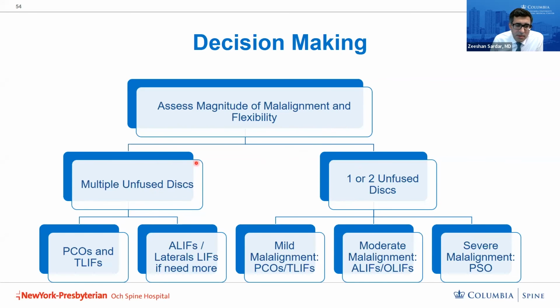If a patient has multiple discs that are unfused, then typically it's easy to do multiple posterior column osteotomies and interbody work, whether anterior or posterior, to get them aligned. If they only have 1 or 2 segments left, then it really depends on the malalignment. If they're not malaligned, if it's more of a degeneration, then again, you could do interbodies and essentially fuse them to get rid of their pain. But if they have moderate malalignment, that's where I found that anterior A-lifts or O-lifts can help a lot. But patients with severe malalignment, that's where we end up doing a 3-column osteotomy. So this is not a simple kind of flow to figure out what to do for these patients.